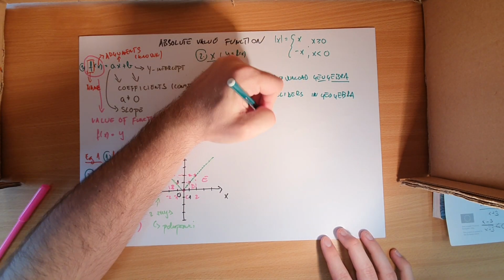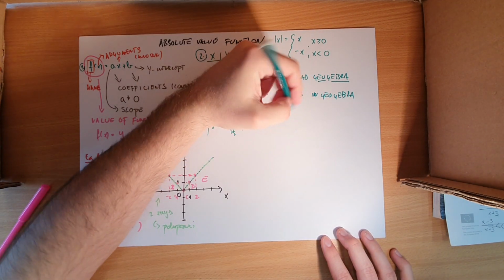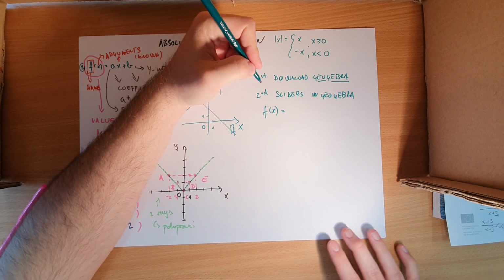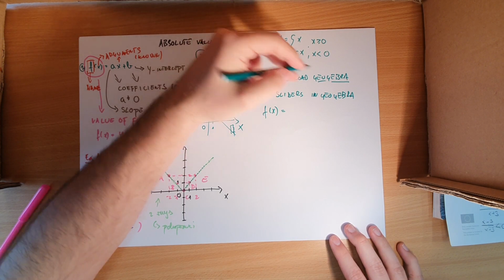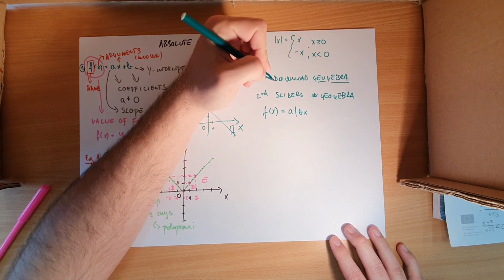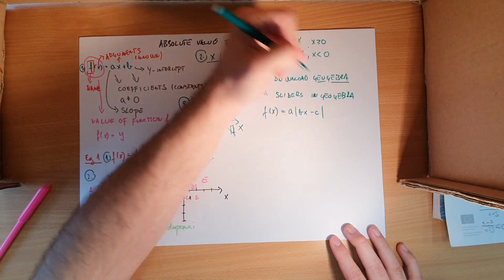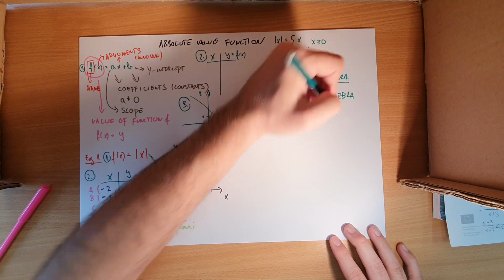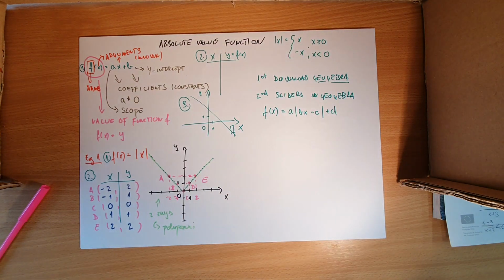Now, I want you to try for yourself what is going to be f of x equals a times absolute value of bx minus c plus d. Okay, this is the general absolute value function.